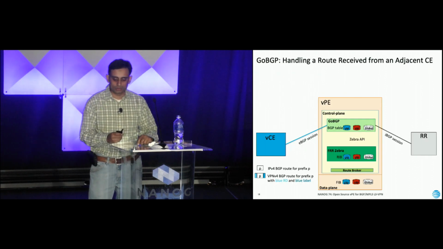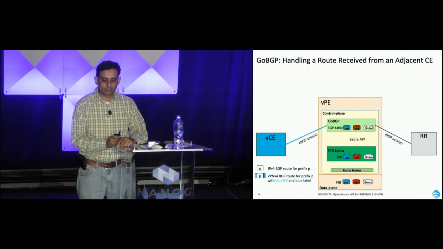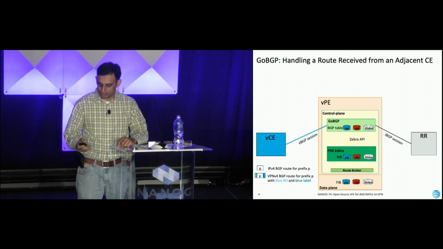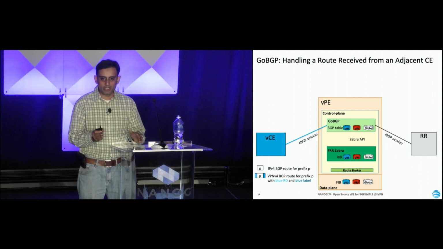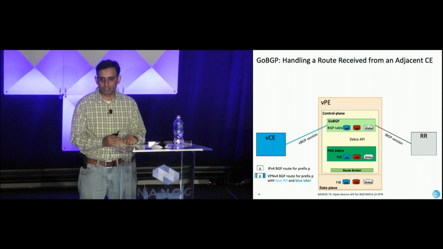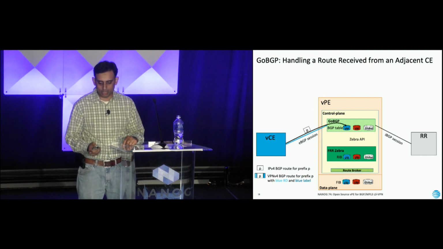So let me go through the details of those enhancements. This is the case where GoBGP handles a route received from an adjacent CE. The CE over here is on the left side, VPE is in the center, and the route reflector is on the right side. So let's see what happens when the CE sends a route.